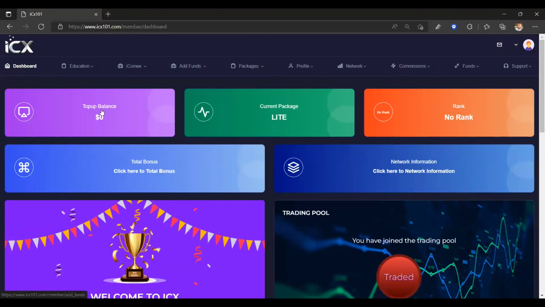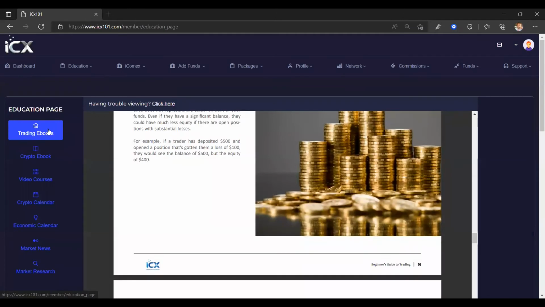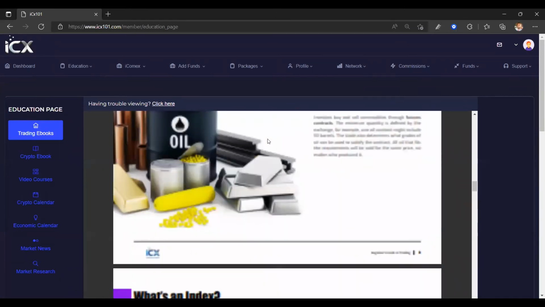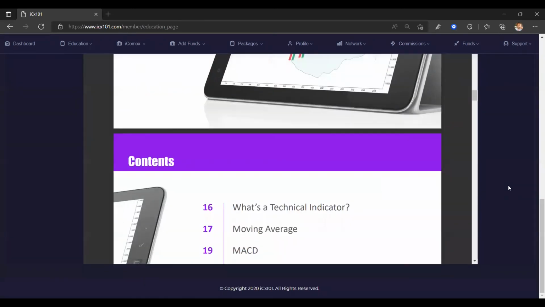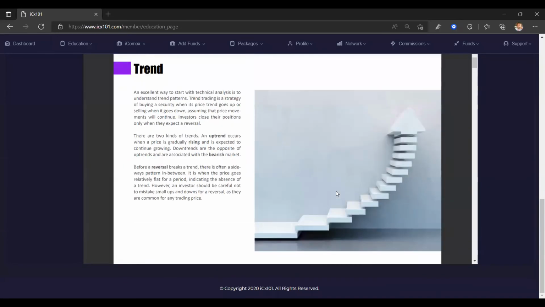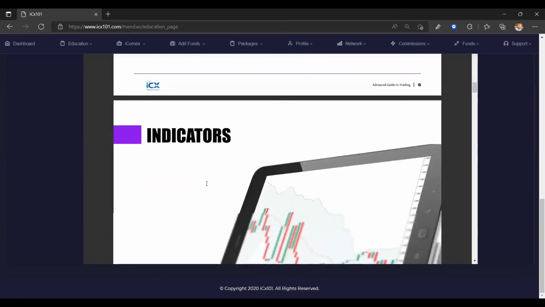Okay, so if you have an account registered, we have the education package. Please utilize it. So you click on education package. We have trading ebooks. We have two types of ebooks here. We have the fundamental ebook, that's the beginner's guide to trading, and then the advanced. The advanced talks about trend. Trend is where the market is going. It's sideways, exhaustion, breakout, all those stuff. So you have all that information you can go through.